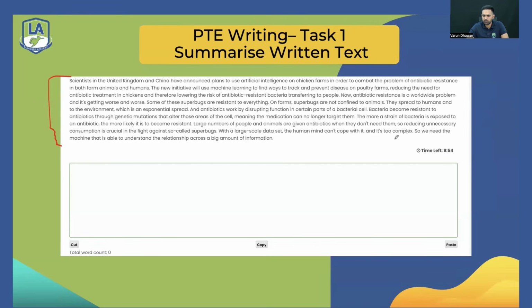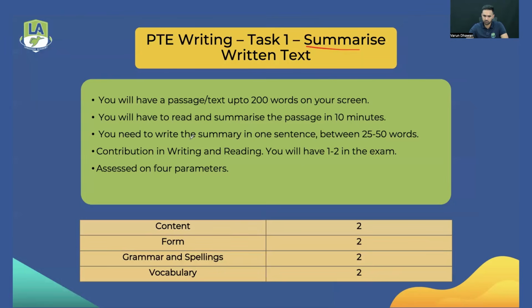Then you are given 10 minutes to write a summary of this passage. The summary should be between 25 to 50 words. So you have to read the passage and write the summary of the passage in 25 to 50 words. In PTE Core, you can use as many sentences as you want. In PTE Academic, you have to write the summary in only one sentence. But in PTE Core, you can write as many sentences as you want.